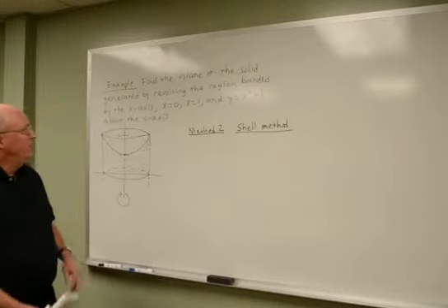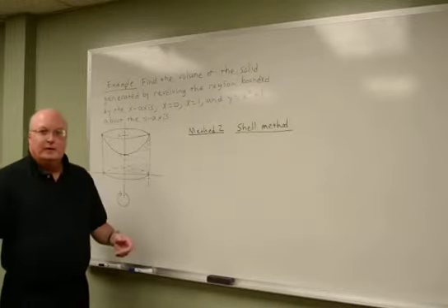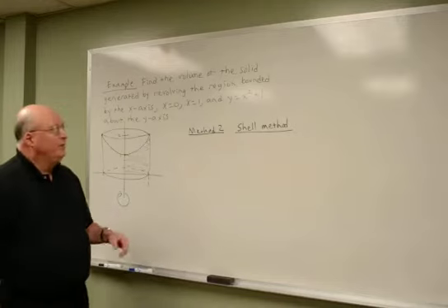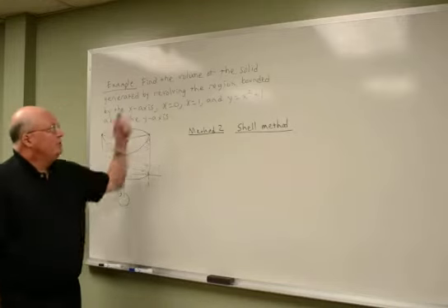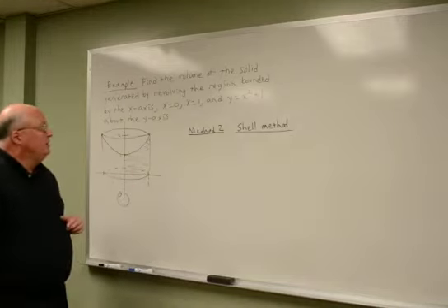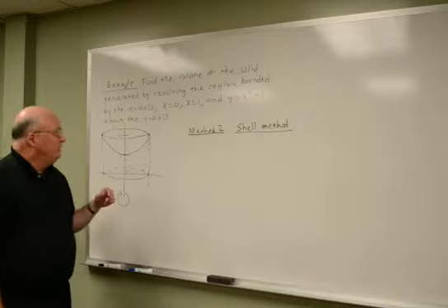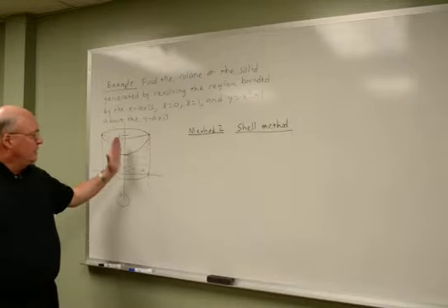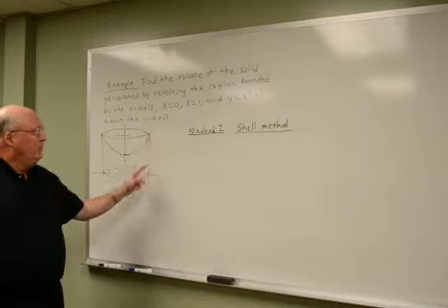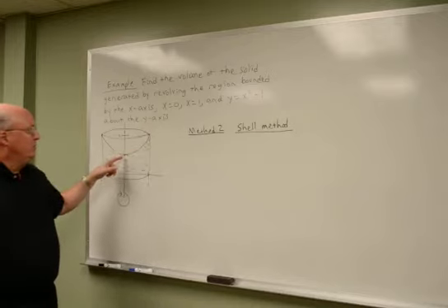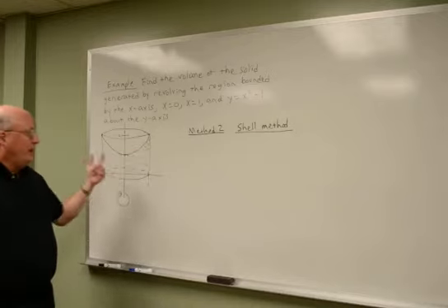In this video, we continue with an example that we did in a previous PinCast, where we wish to find the volume of the solid generated by revolving the region bounded by the x-axis, x equals 0, x equals 1, and y equals x squared plus 1, about the y-axis.